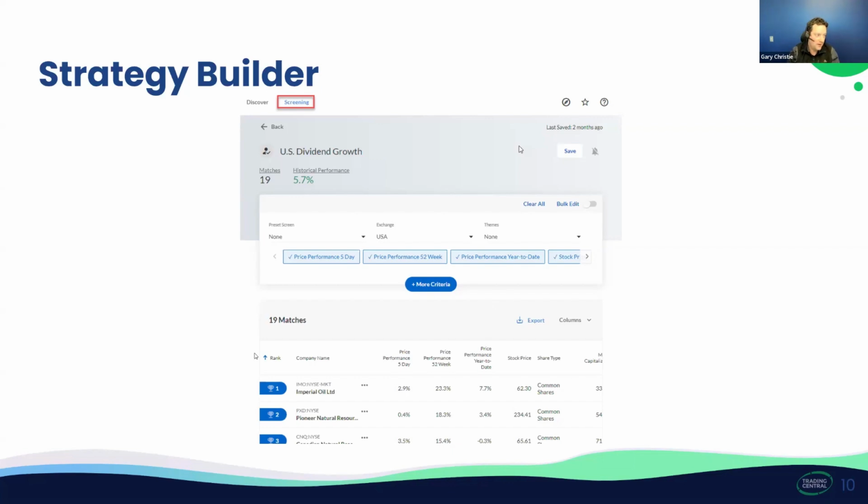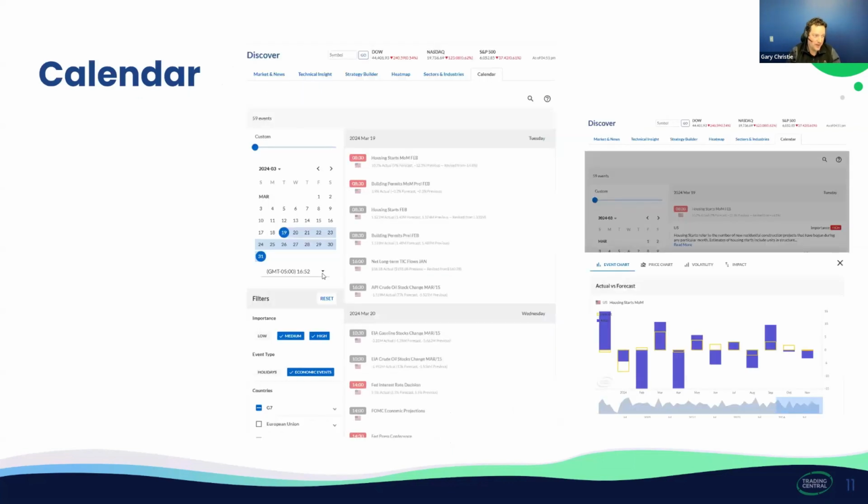But let's move on to the last part, something I've been using a lot lately, and that's the calendar. Again, this is powered by Trading Central as well, and these are all the tabs. You can find this if you want to follow along right now on the Discover page inside Firstrade. You're going to see all our products here.